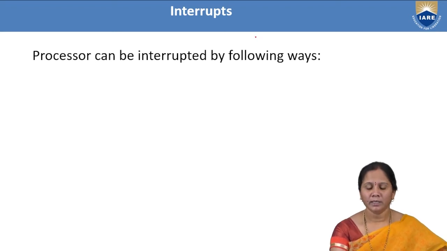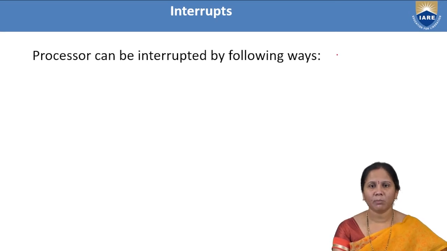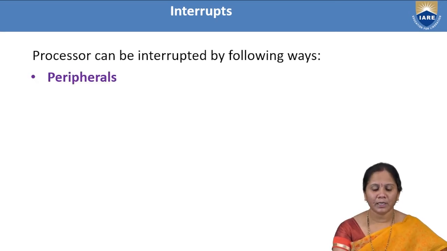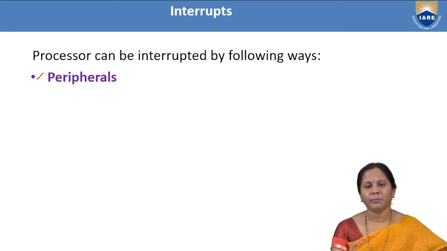Generally, interrupts may occur in many ways, and some of the ways are represented here. The interrupts may be due to some peripheral devices. Interrupts due to peripheral devices means the peripheral devices may be any external devices, any IO devices. If any peripherals are generating interrupts, they are called hardware interrupts.